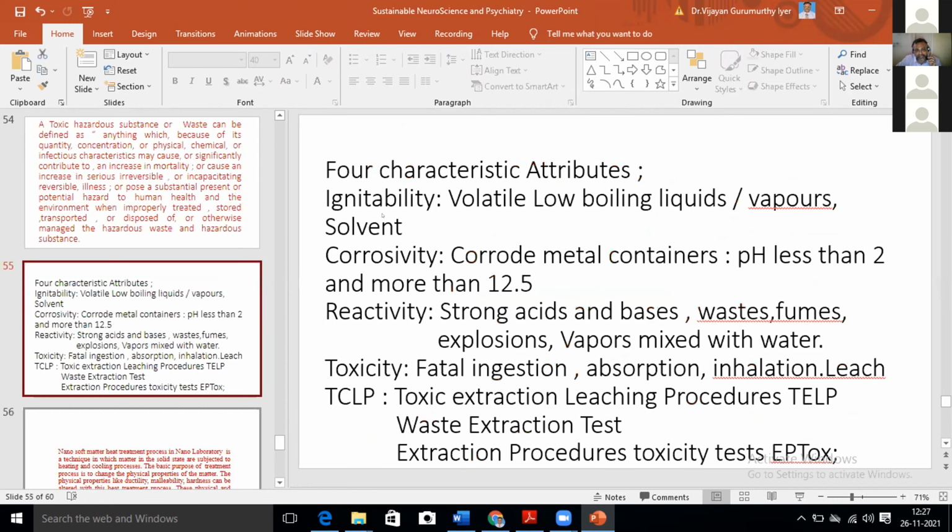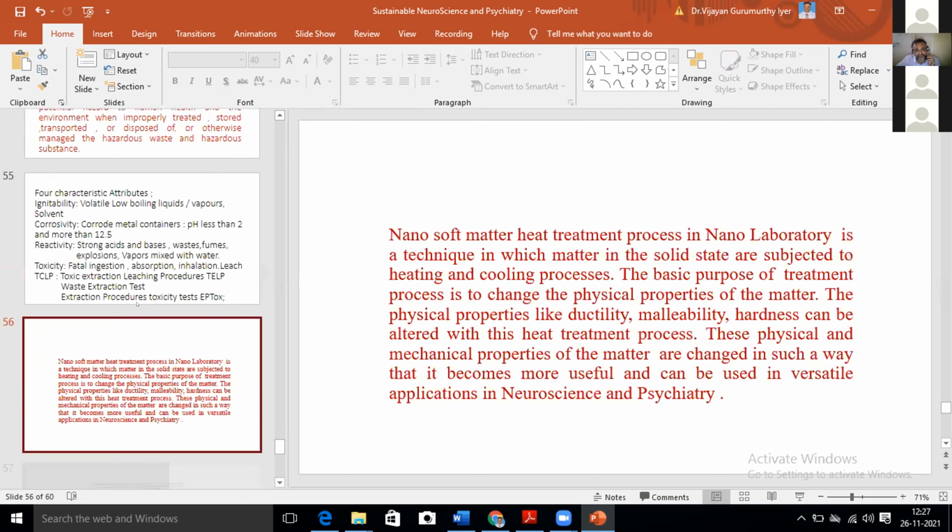And it is due to ignitability, corrosivity, reactivity, and toxicity, with pH less than 2 and more than 12.5, acidic and alkaline, which is assessed, and toxicity characteristic leaching procedure tests have been conducted.